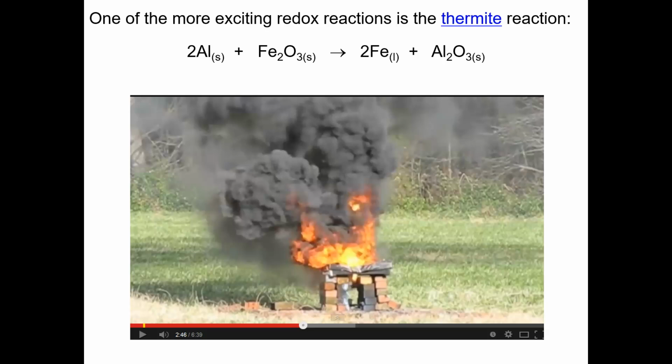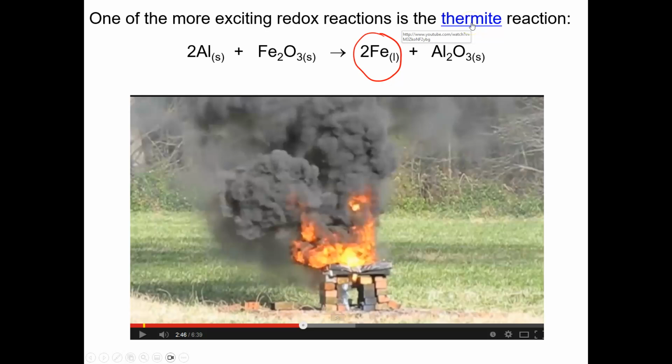So one of the more interesting redox reactions is the thermite reaction. And in the thermite reaction, what happens is solid aluminum reacts with solid iron(III) oxide to produce a lot of heat, liquid iron at around 3000 degrees Celsius, and solid aluminum oxide. And because this reaction produces liquid iron, it's often used for welding. So one can build a porcelain mold, put the solid reactants in there, and initiate the reaction, and it will generate liquid iron that will weld pieces of metal together.